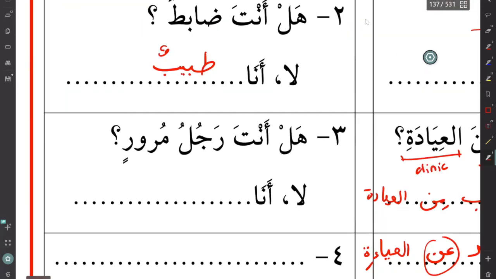Okay, and the next one we have هل أنت رجل مرور؟ Remember this word, this compound word we had a long time ago, right? What does رجل مرور mean? Traffic man. Okay, رجل مرور is the traffic man. And you can say لا أنا مدرس. I don't know, you can say anything, right? مدرس. No?